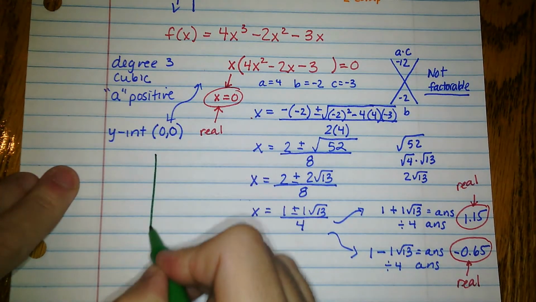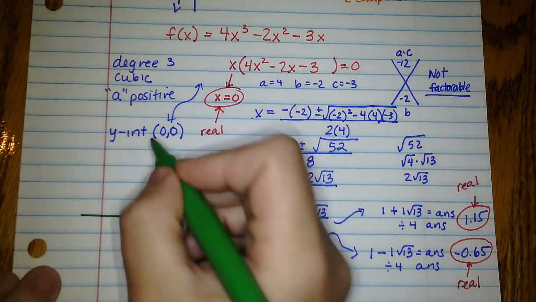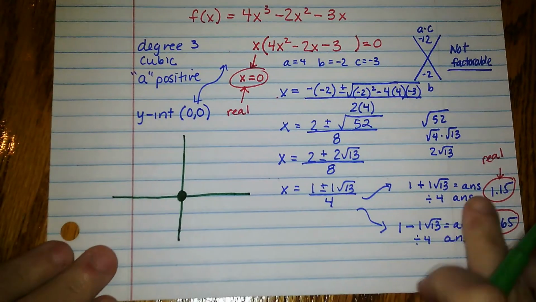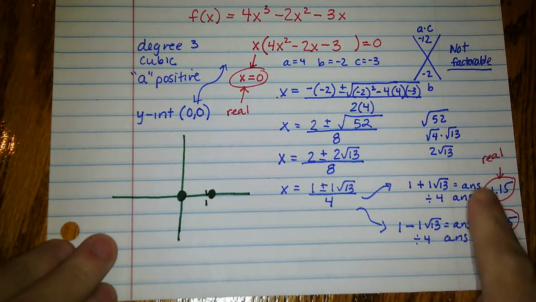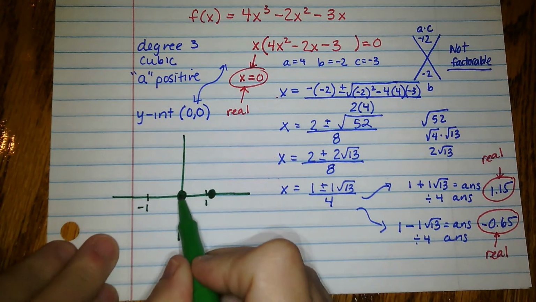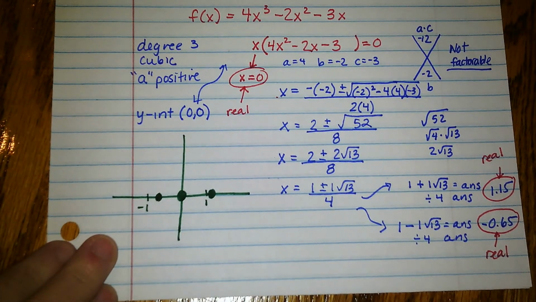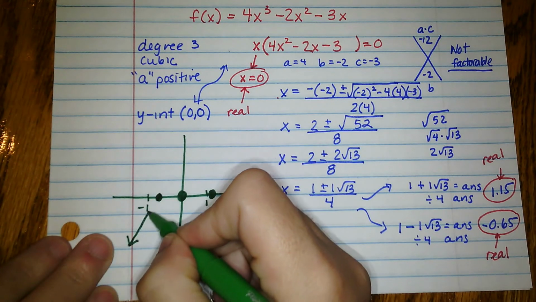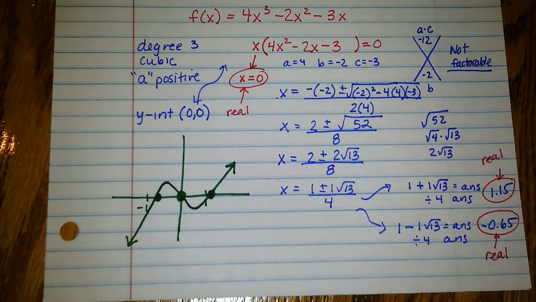Let's draw our axes. Y-intercept and x-intercept are at the origin. So I'm just going to put a big dot there. I need a dot at 1.15. And I need a dot at negative 0.65. So negative 0.6 is like before the 0.1, but more than halfway. So go here. Remember that it's got to resemble this shape, so it's got to start down here. It's going to cross, cross, cross. That's what it looks like.